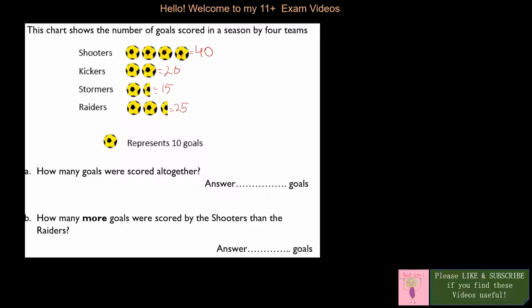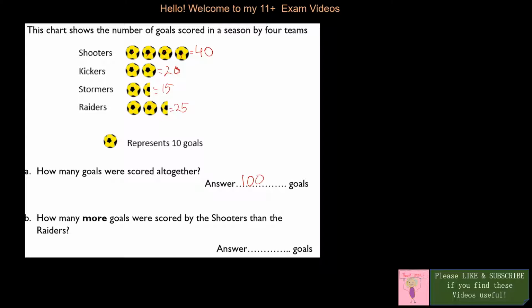Okay, then what is the total? How many goals were scored altogether? It's 40 plus 20 plus 15 plus 25. 40 plus 20 is 60. 60 plus 15 is 75. Plus 25 is 100. We have 100 goals.